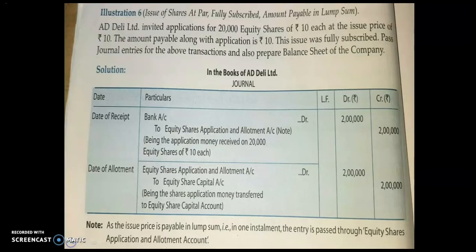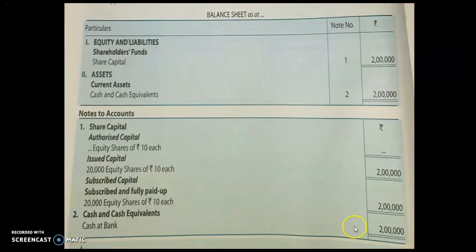So here, to get the amount of cash at bank, you can see in the journal entry, bank account is there. What is the amount in front of bank account? It's 2 lakh. This 2 lakh you will mention over here. So this 2 lakh which you have written in notes to account, the same you have to write in the balance sheet under cash and cash equivalent. So this is how you have to prepare the balance sheet.